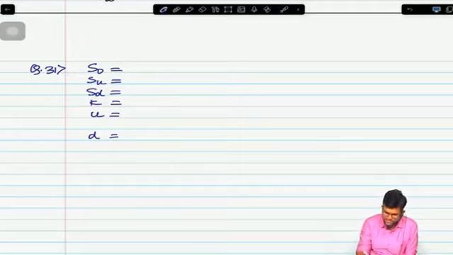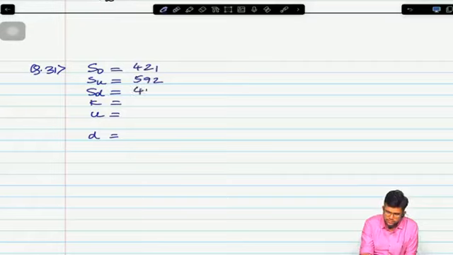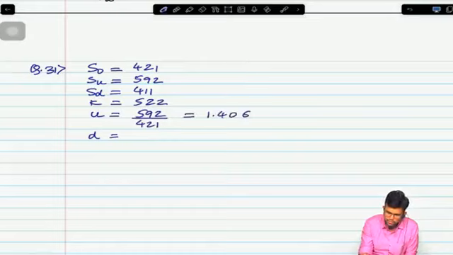Okay, tell me what is SU? SO. 421 is S0, na? SU, SD, K. Acha, now PU, do you realize will be 592 divided by 421. Okay, and D is 411 upon 421.